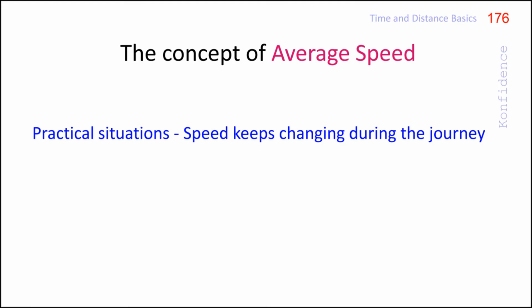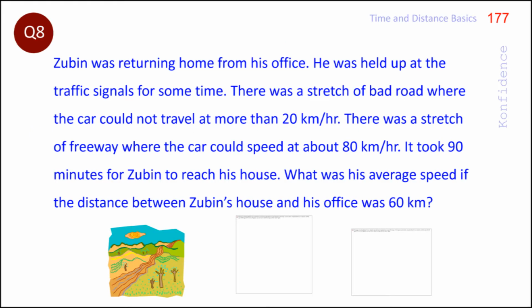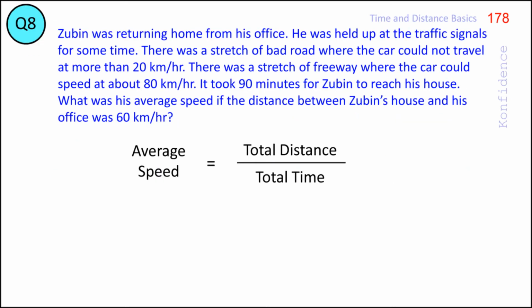Let us look at a question to understand the concept of average speed a bit more closely. Here, the car was traveling at different speeds at different times during the journey. At the bad patch, Zubin would have traveled at less than 20 kilometers per hour, and at the freeway, he would have cruised at 80 kilometers per hour. He would have waited at the signals for some time. In such cases, average speed is the best indicator of the rate at which the total distance is covered. Average speed is defined as total distance by total time.